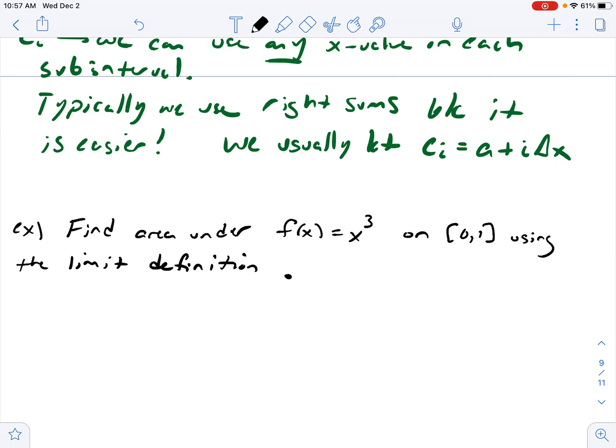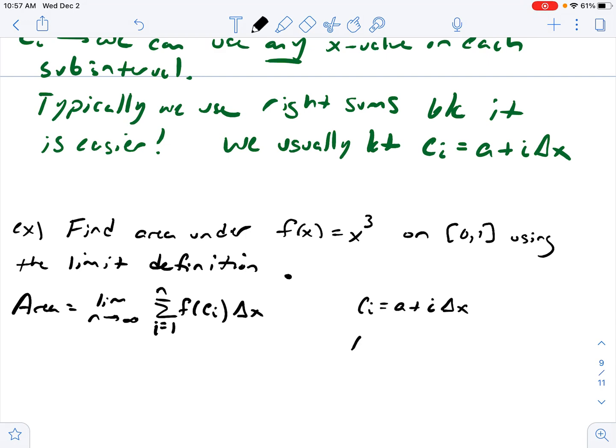Okay? So we need a few things. We're going to need delta x, and we're going to need our x sub i. So again, in general, area is going to be the limit as n goes to infinity of the summation of these infinite number of rectangles, i from 1 to n, f of x sub i, c sub i, whatever notation you want to use there, just understand what it means, okay, times delta x. So for c sub i, I'm going to do a plus i delta x.